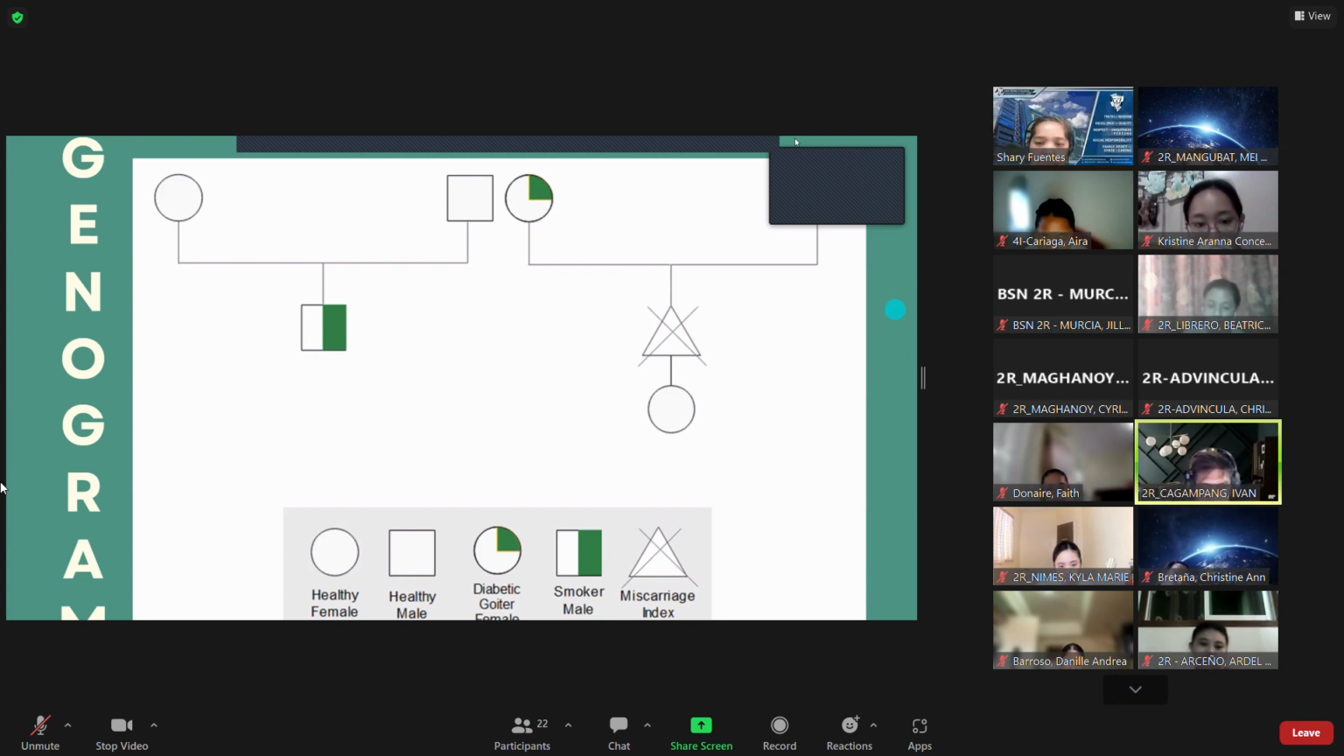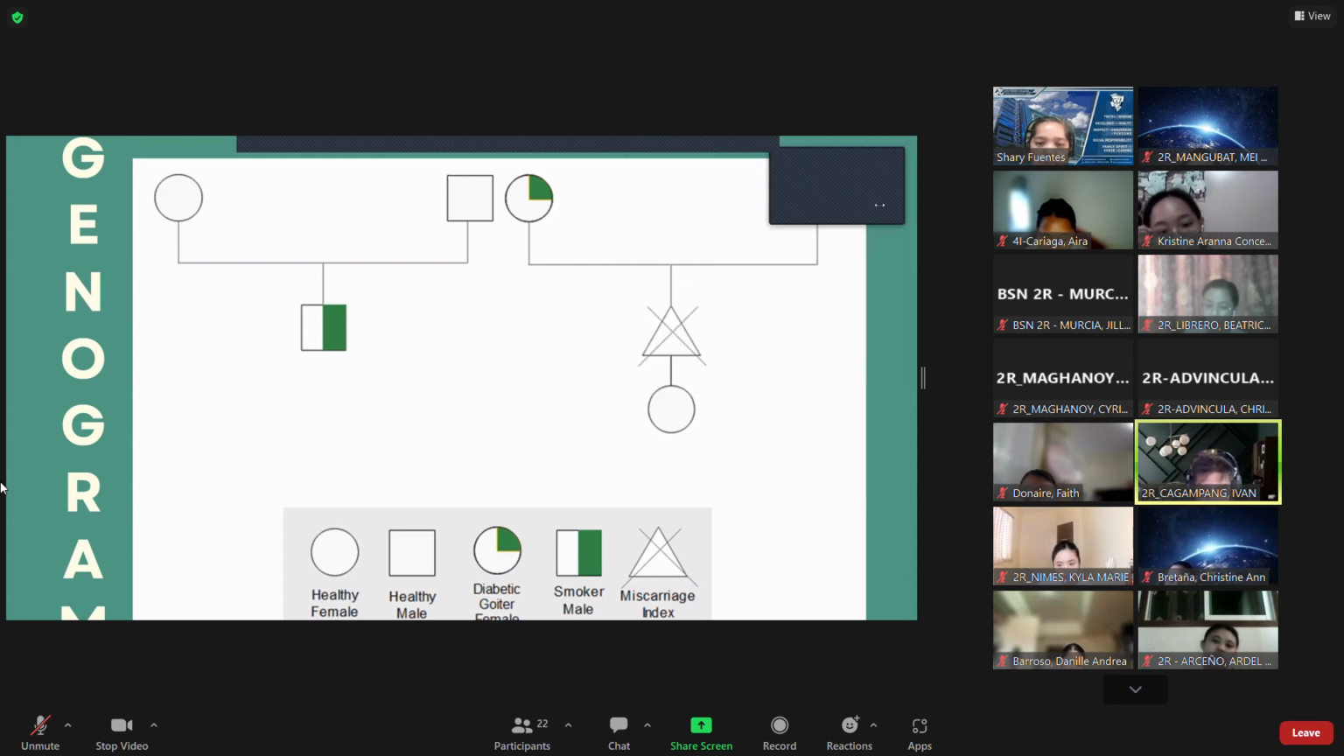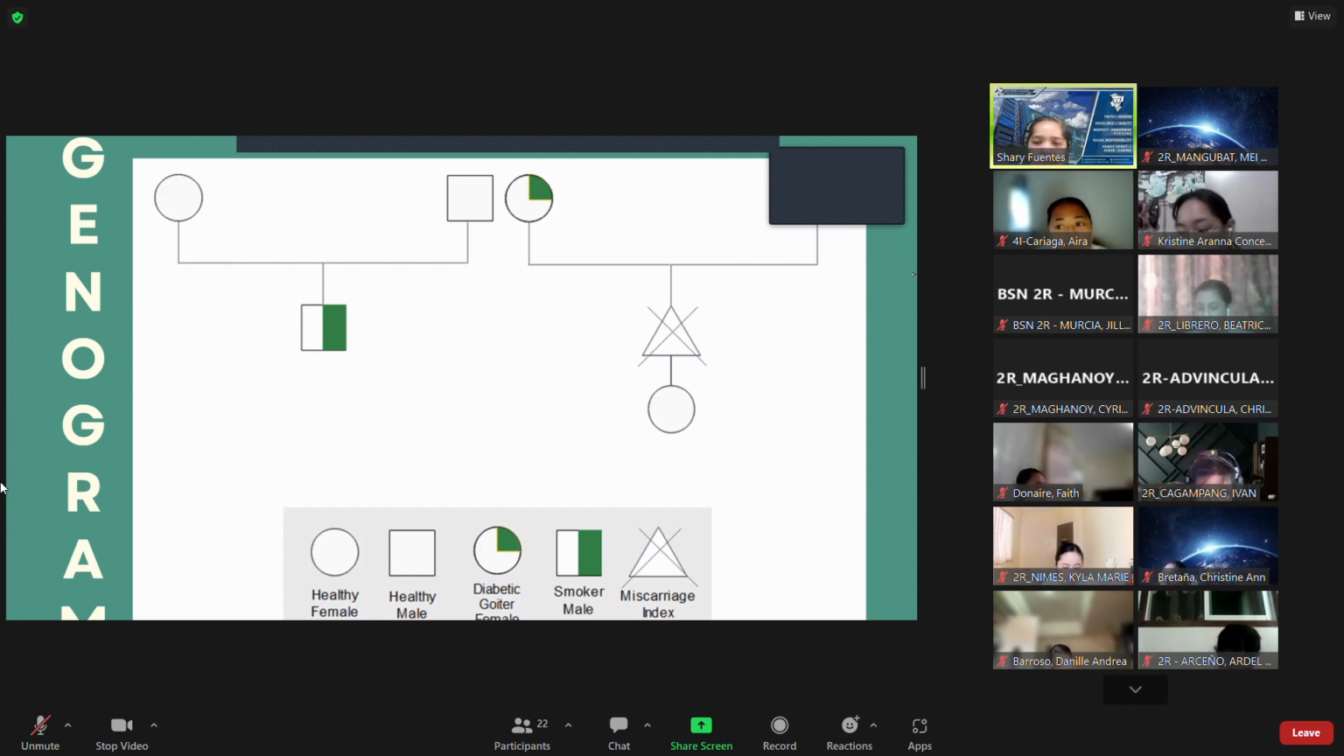So, as you can see in the genogram, ma'am, on the parental side of the family, there was no history of diabetes, heart or lung disease, cancer or mental illness, but the index in the male family has a history of drinking alcohol and smoking every day. Ang drinking alcohol niya, ma'am, kay occasionally lang. Ang smoking ang everyday. Sa father, ma'am, parental.